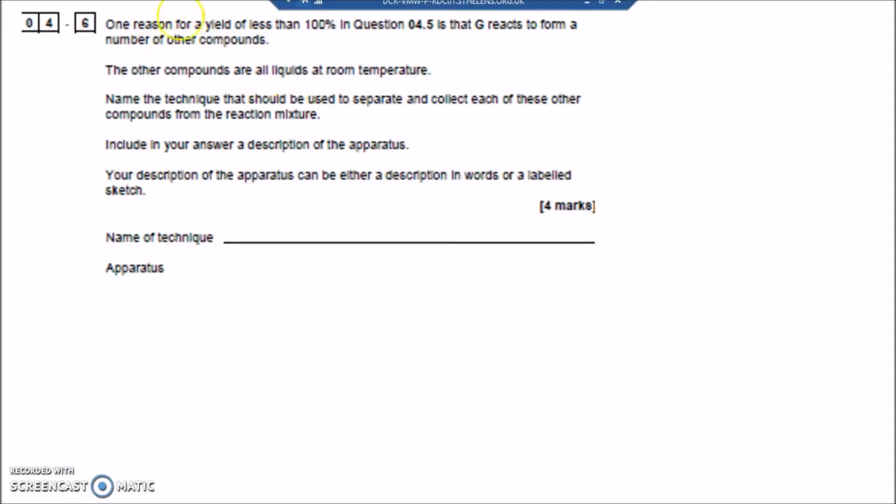Question 4.6. One reason for a yield less than 100% in the previous question is that G needs to react to form a number of other compounds. The other compounds are all liquids. How am I going to separate the mixture of liquids? You can have distillation or fractional distillation. What kind of apparatus? Well, let's draw it.